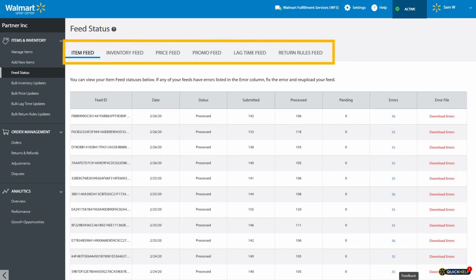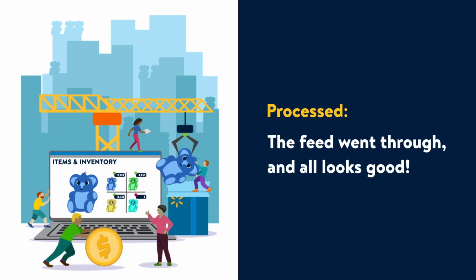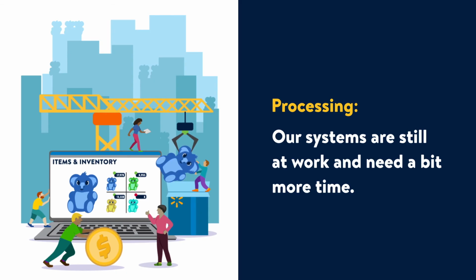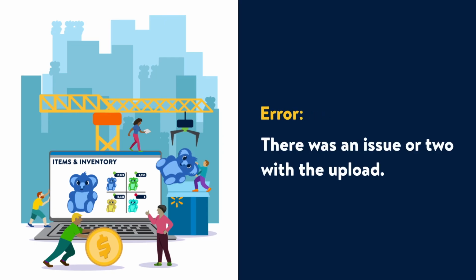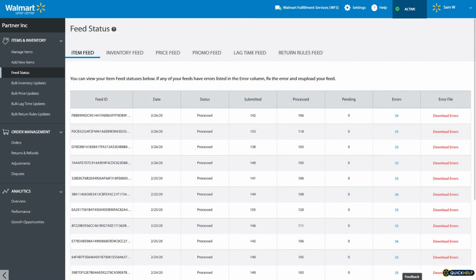Speaking of status, let's talk about what each one means. Processed means the feed went through and all looks good. Processing means our systems are still at work and need a bit more time. Finally, an error status means there was an issue or two with the upload. If you have an error, no problem. Just click Download Errors to get details about the error and how to fix it.